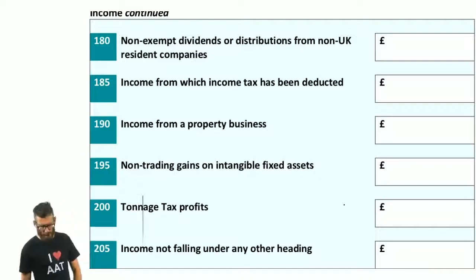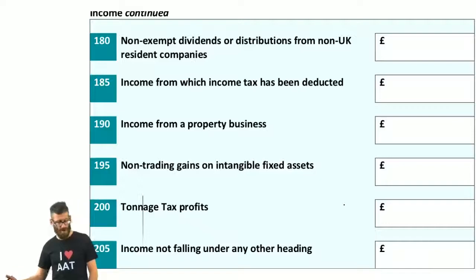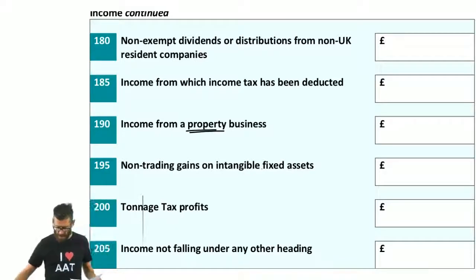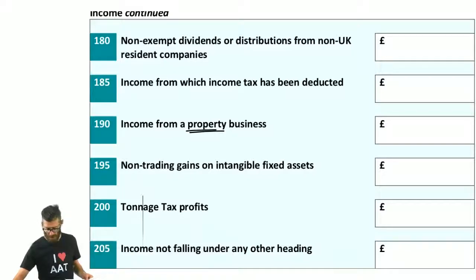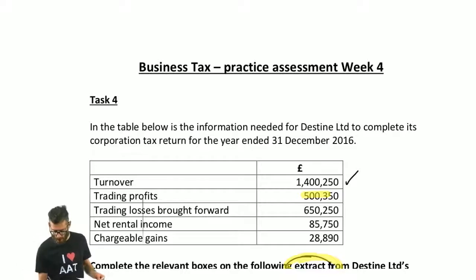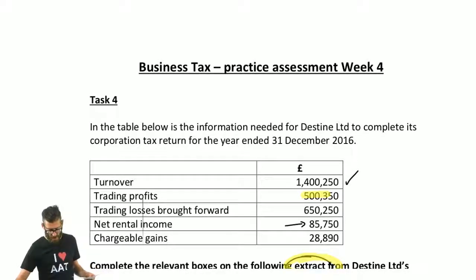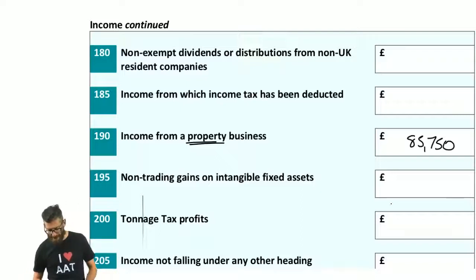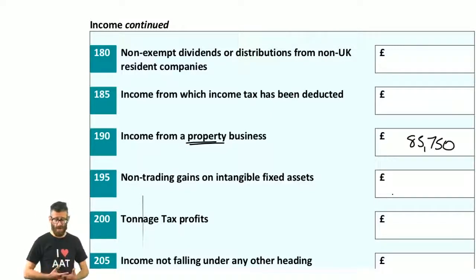Now, non-exempt dividends or distributions from non-UK resident companies, there was none. Income from which income tax has been deducted, there was none. But here, in 190, we have a property business income, which the requirement does mention. Let's take you back up to the top. We are told that there is net rental income of 85,750. Well, that's exactly where we're going to place this. The property business 85,750 is placed in this box. Non-trading gains from intangible fixed assets, tonnage tax profits, income not falling under any other heading. Well, I don't see any of those items referred to in our information, so we can move on.